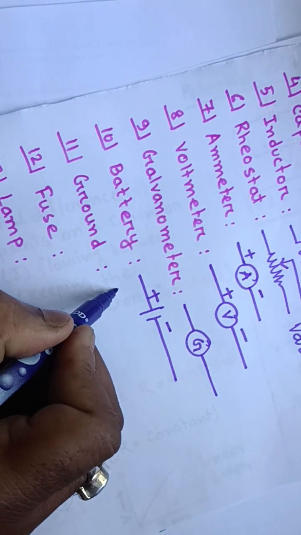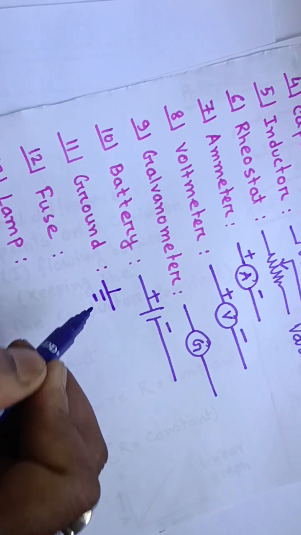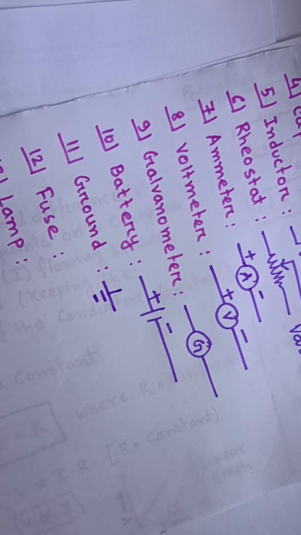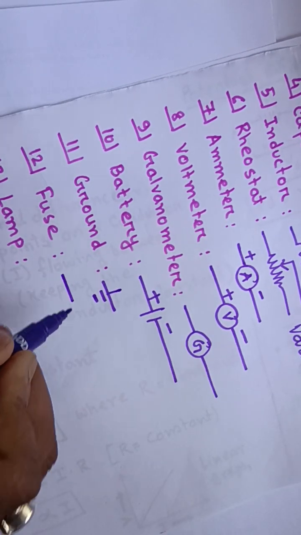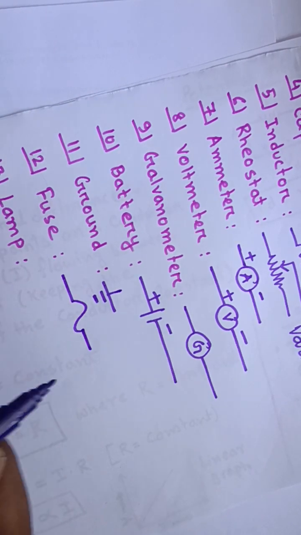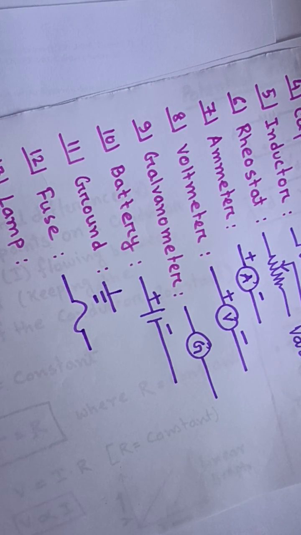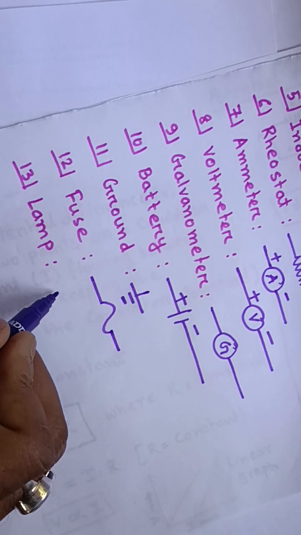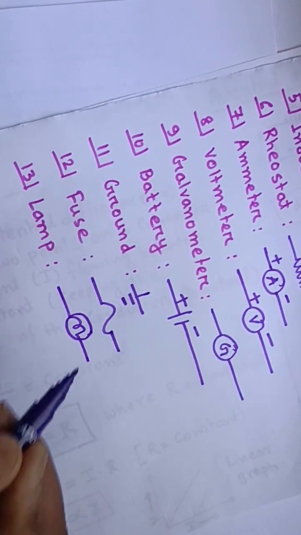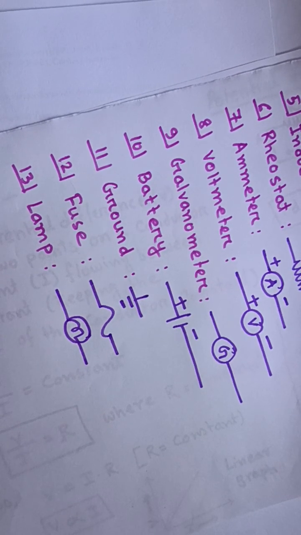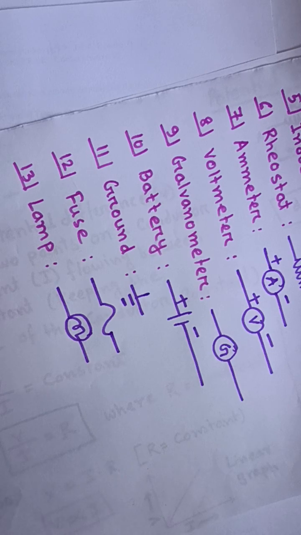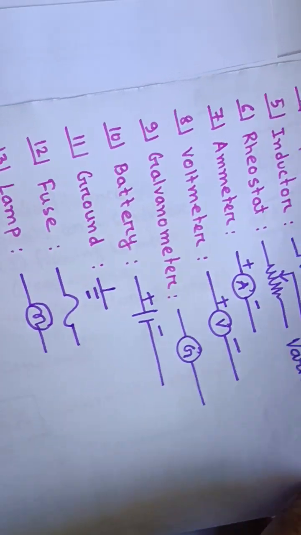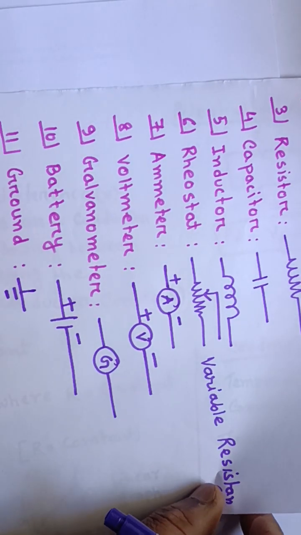Next one is the ground. We can represent the ground this way. Next one is the fuse. The symbol of the fuse will be this way. And the last one is the lamp. The symbol is this way. So this is all about the basic symbols that we can use to construct or represent an electrical circuit. Now here we are studying the DC circuit.